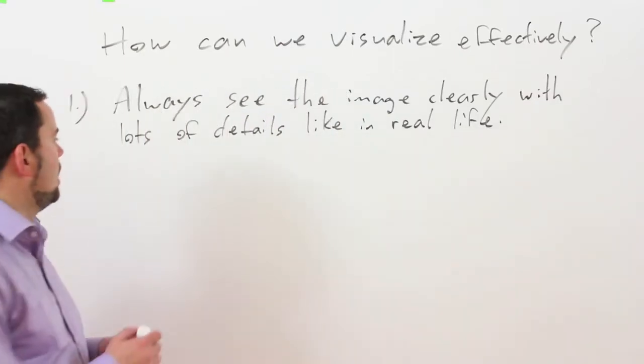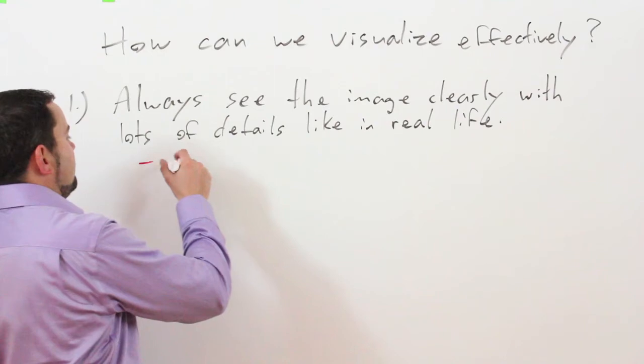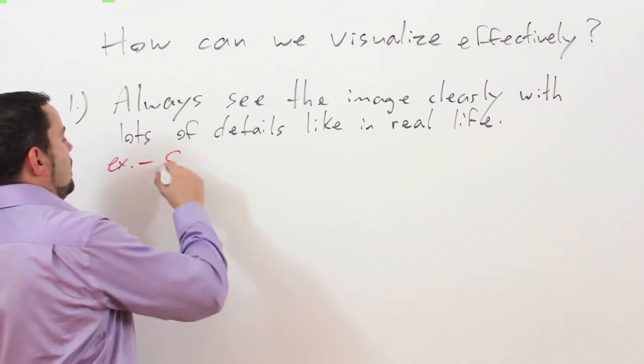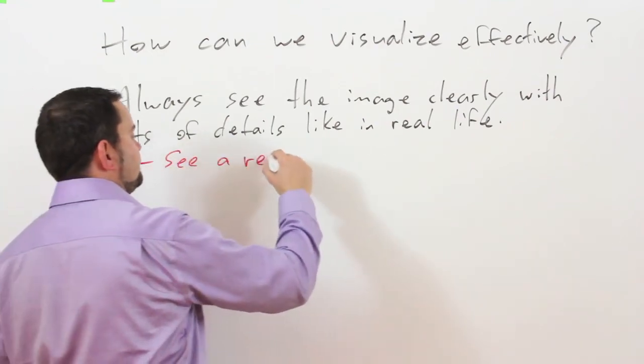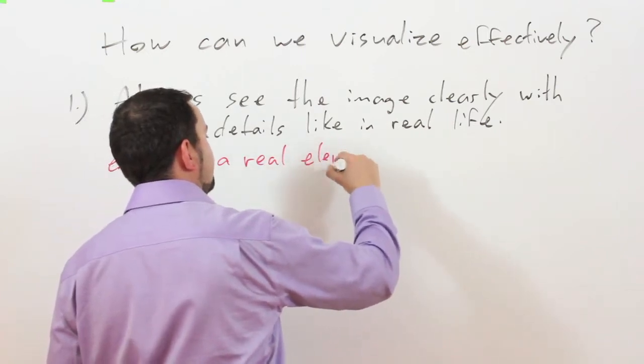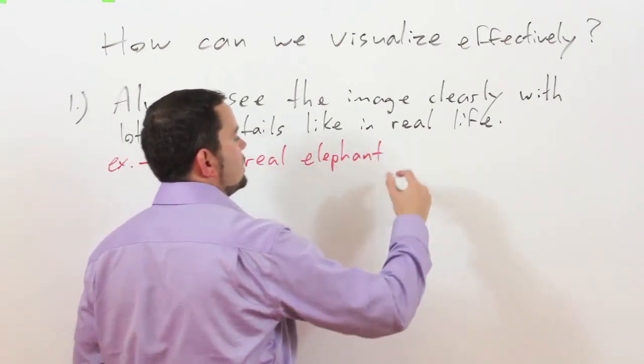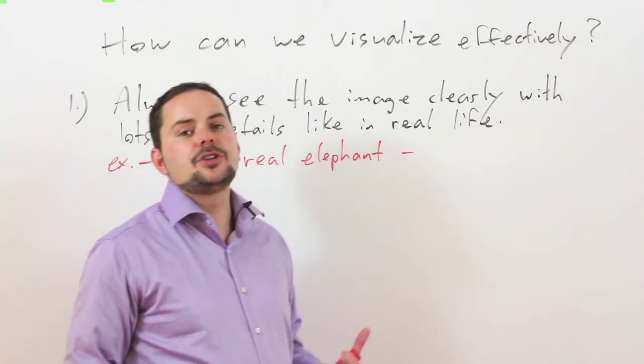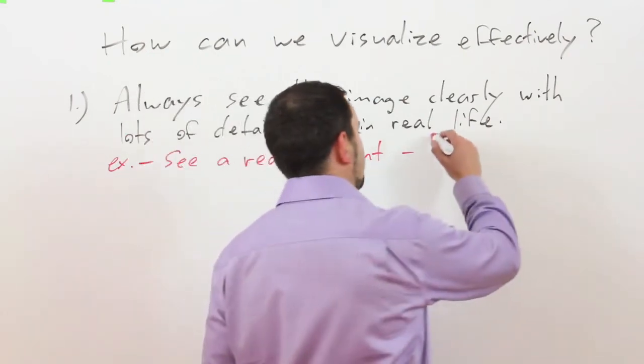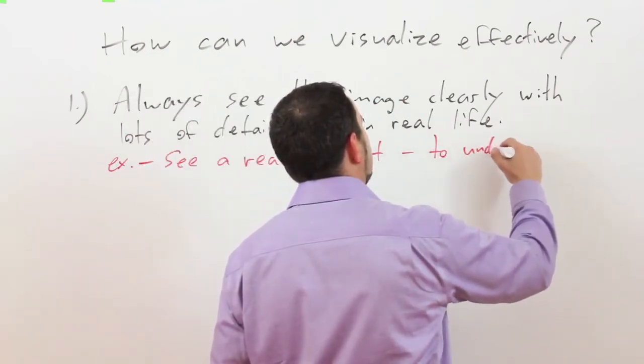So again, the example here is, for example, see a real elephant. Why? Because this is going to help you to understand the information more clearly. So to understand.